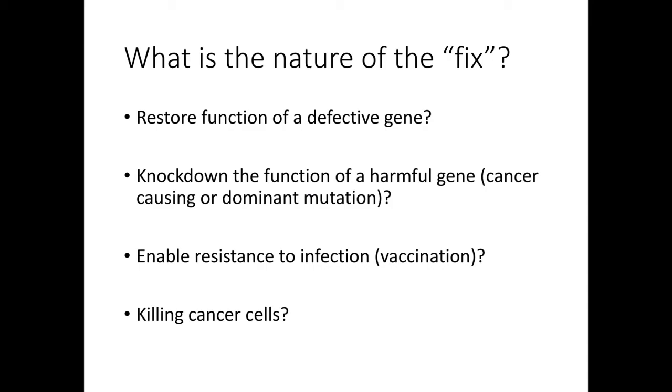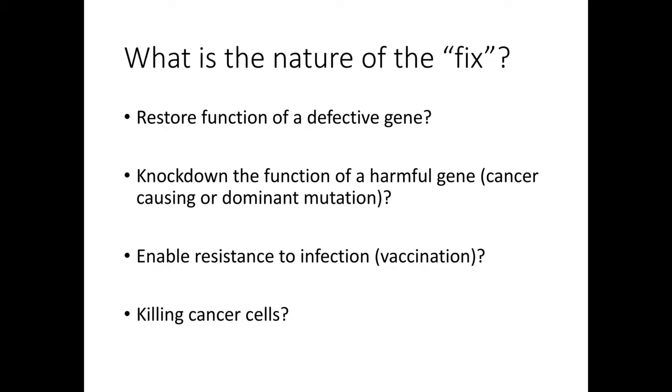So these are the things that one wants to consider when thinking about how you would do gene therapy. Another thing you would want to consider is the nature of what you're trying to fix. Are you trying to restore the function of a defective gene by simply expressing maybe a wild type or normal copy? Are you trying to knock down the function of a harmful gene? Suppose you have a tumor that has a gene that's overexpressed and is driving cancer formation. In that particular case, instead of expressing a normal gene, you might want to knock down the function of the harmful gene.